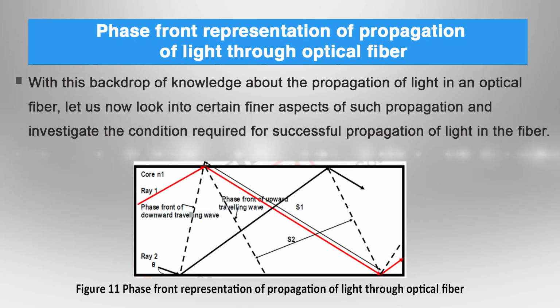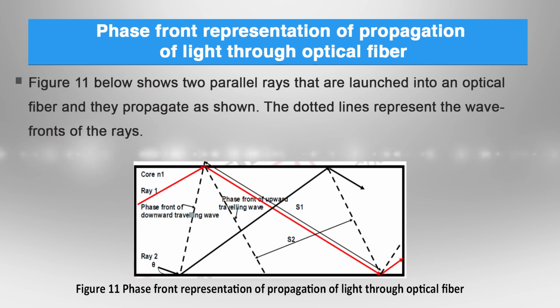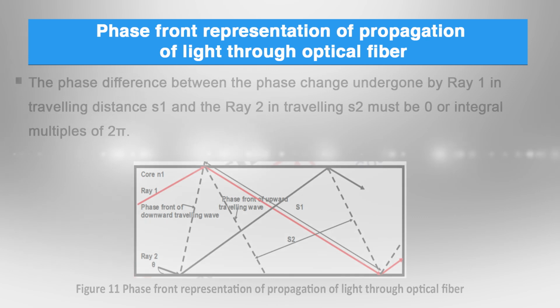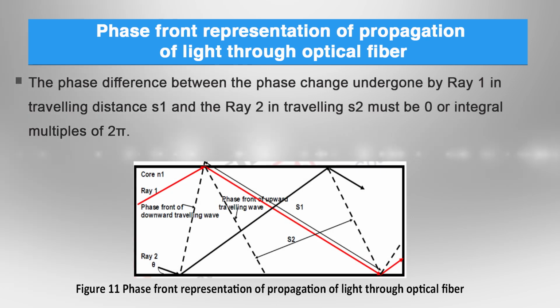Phase front representation of propagation of light through optical fiber. With this backdrop knowledge about the propagation of light in an optical fiber, let us now look into certain finer aspects of such propagation and investigate the condition required for successful propagation of light in the fiber as shown below. Two parallel rays that are launched into the optical fiber and propagate are shown in this figure. The dotted line represents the wavefront of the rays. The ray 2 is thus common to both the plane fronts.